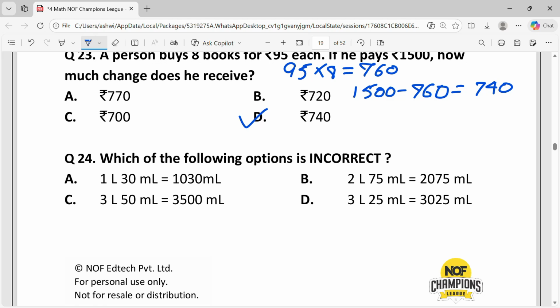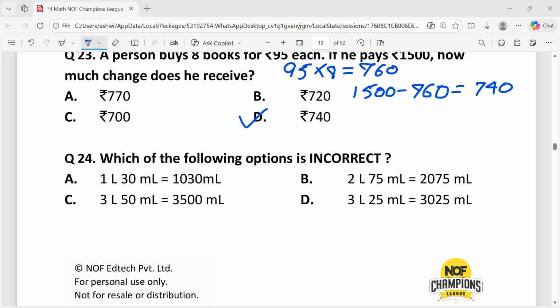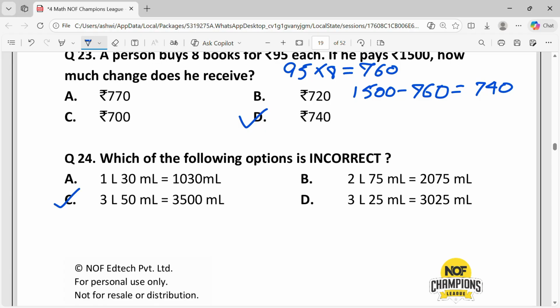Question 24. Which of the following options is incorrect? Analyzing the options, the answer is C. As we know, 1 liter is equal to 1000 ml. 1 liter 30 ml is equal to 1030 ml. 2 liter 75 ml is equal to 2075 ml. 3 liter and 50 ml is equal to 3050 ml. And 3 liter 25 ml is equal to 3025 ml. So the answer is C.